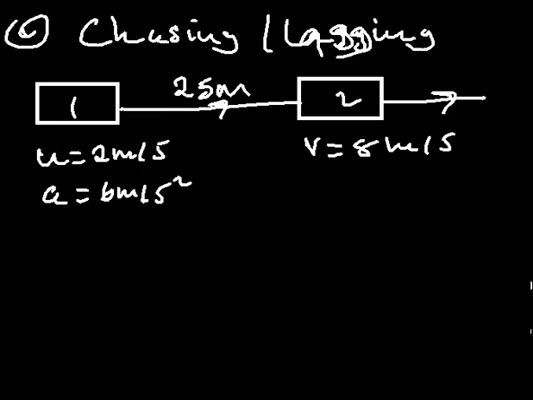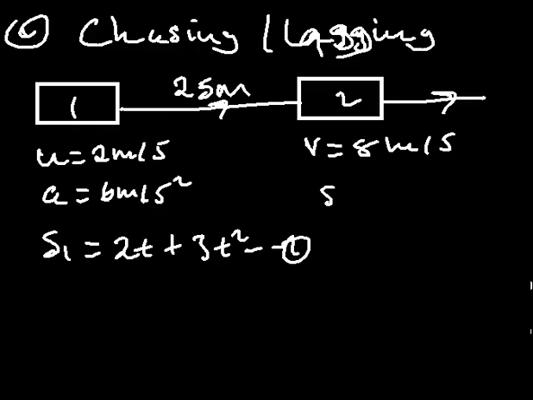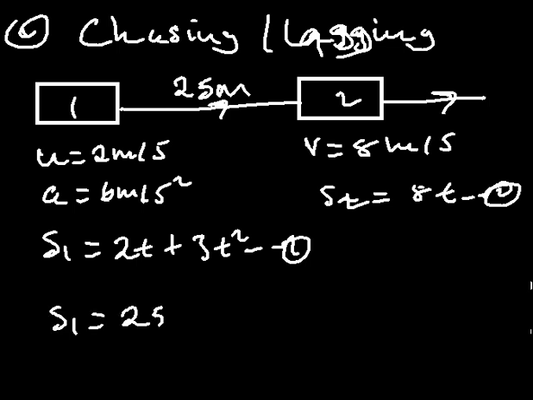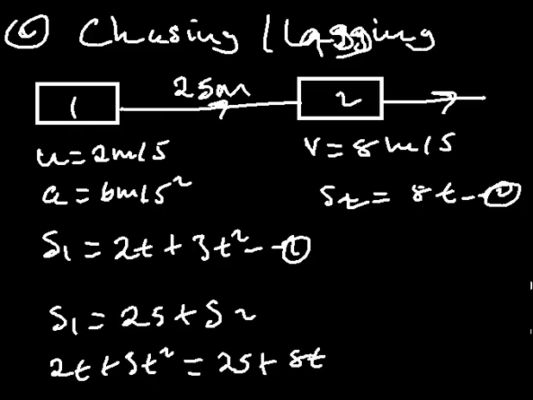The principle remains the same. S1 is given as 2t plus 3t squared. This is equation 1. And S2 is given as 8t, since it is moving at a constant speed. This is equation number 2. Then S1 is equal to 25 plus S2. Now we have 2t plus 3t squared equal to 25 plus 8t.